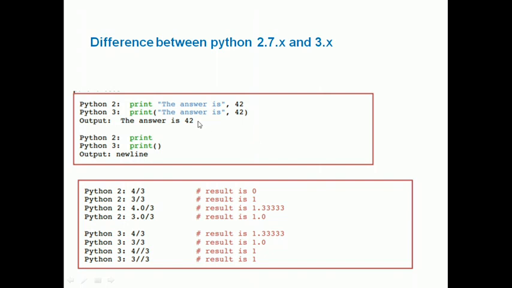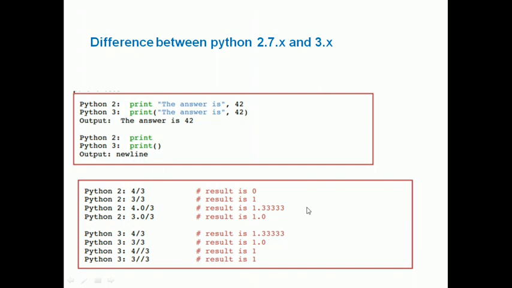In case of Python 3, you have to write print and then brackets. Inside the brackets, you have to write the statements. So the brackets are important. Next, in case of Python 2, if you just write print, it does nothing, it is treated as a new line. In case of Python 3, it is print and then empty brackets, which gives you a new line.